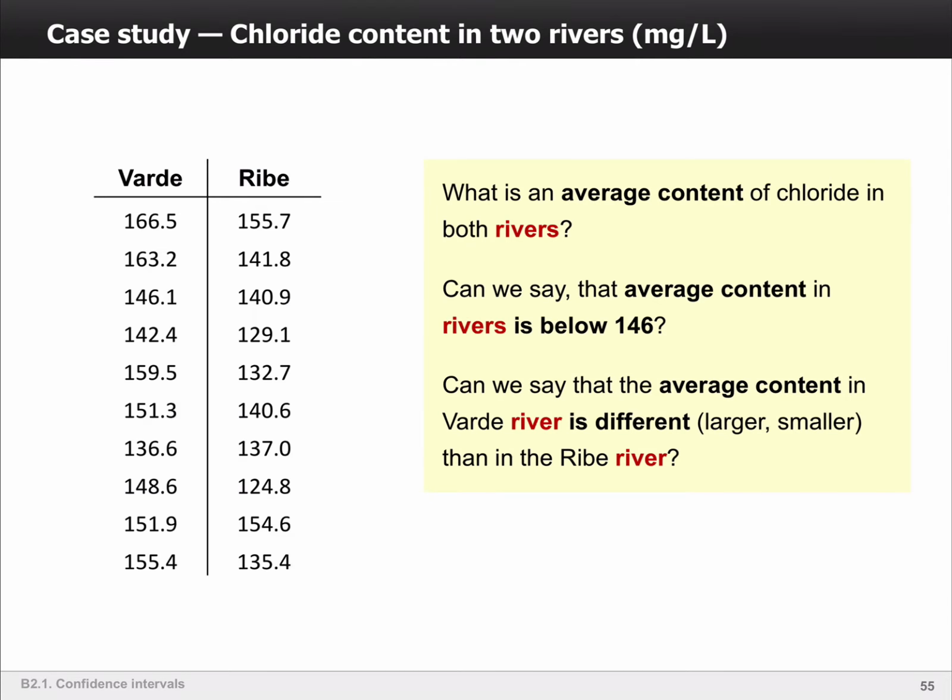Okay. So remember, this is the case where we have two rivers, Vade and Ribe, and we would like to calculate the average content of chloride in both rivers. The problem is that we can't calculate it exactly because we have no idea what's going on in the whole river. But if our sample is random and representative, we can make an interval estimate. So we can calculate a confidence interval for the average chloride content and then use this confidence interval. Okay. So let's do that.